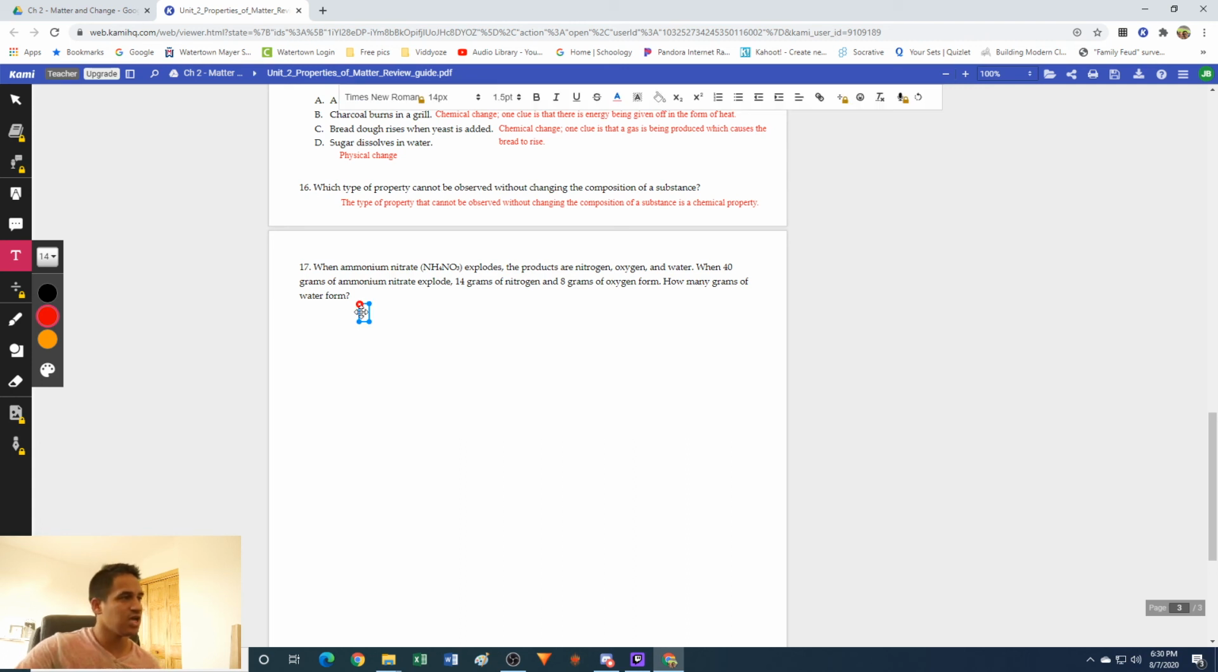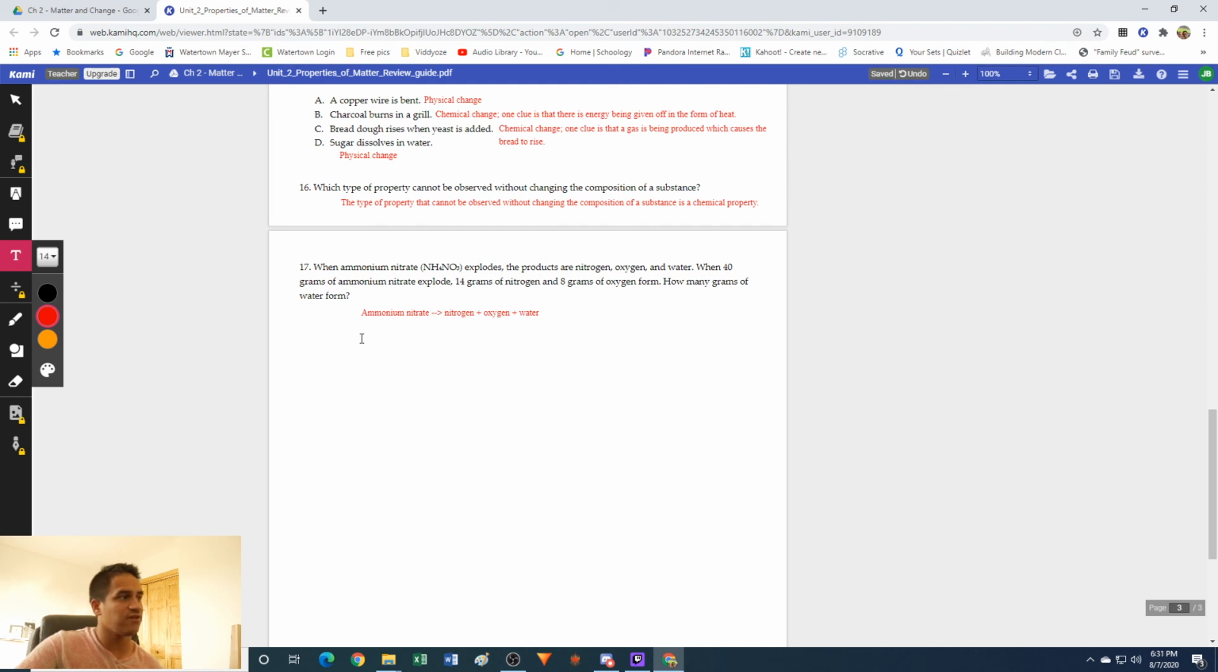So here's what we're going to do first. I'm just going to write out an equation to kind of show what's happening, okay? So we have ammonium nitrate, which explodes, and it says the products are, okay? So this is a reactant. So ammonium nitrate explodes, and we're going to make nitrogen, oxygen, and water. Okay, so this is just showing us here's what we're starting with, here's what we're ending with.